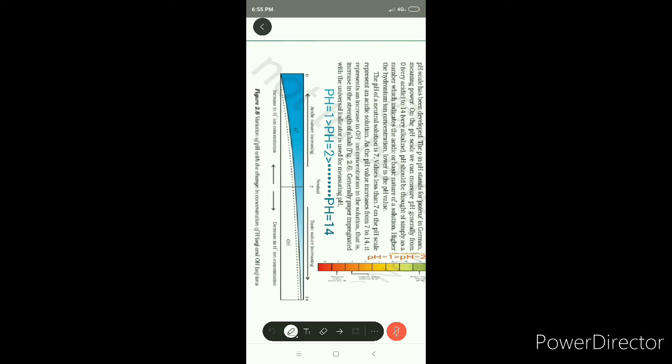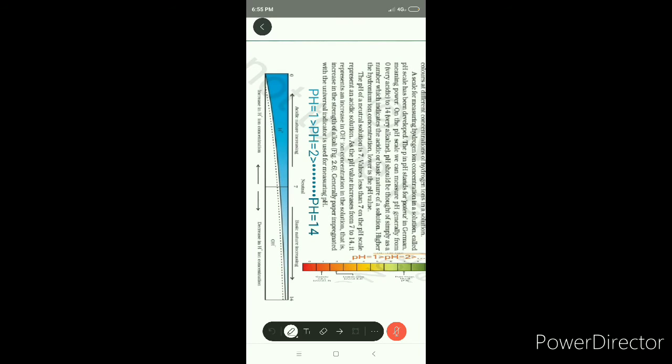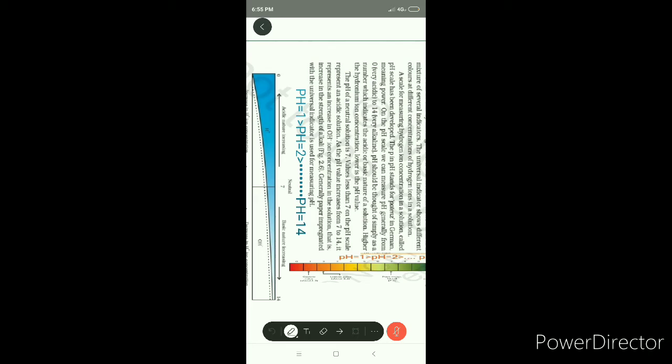Generally there are indicator papers, and this indicator paper shows different colors in different conditions of hydrogen ion concentration. In different acids or different substances, it shows different colors when we apply the substance to universal indicator paper. So this shows the pH scale. When it is red in color, that means the solution is very strongly acidic.